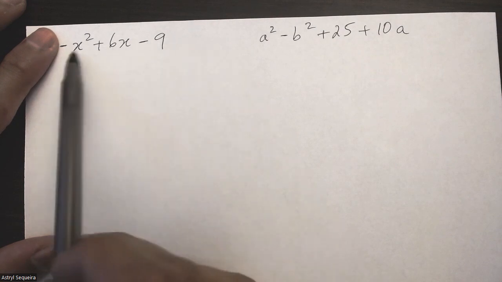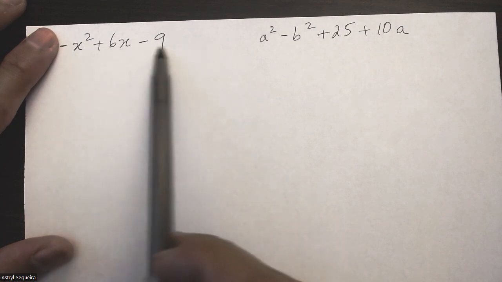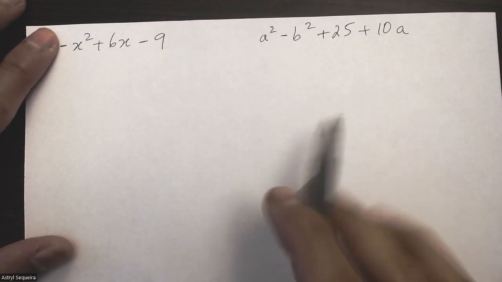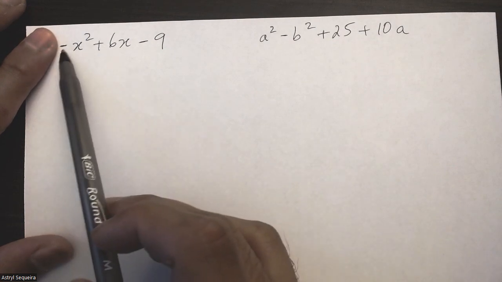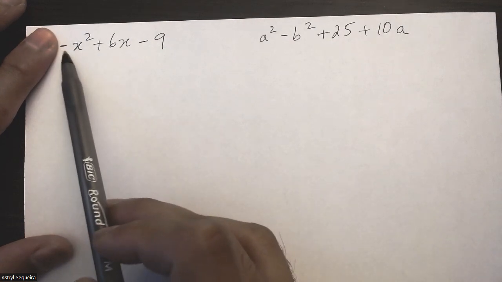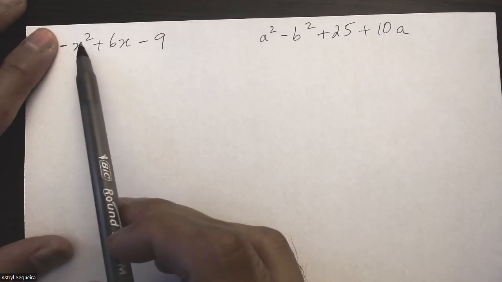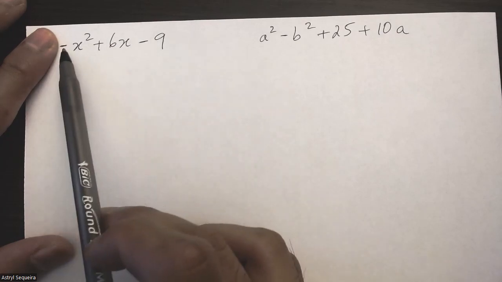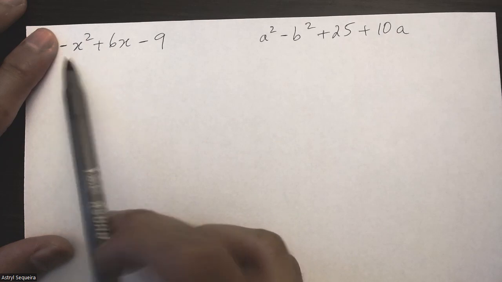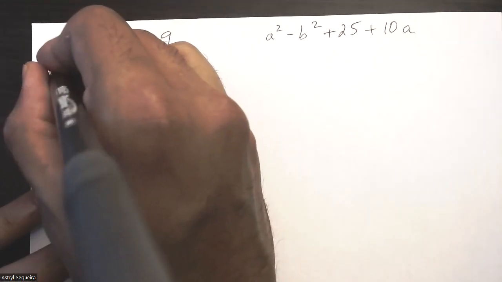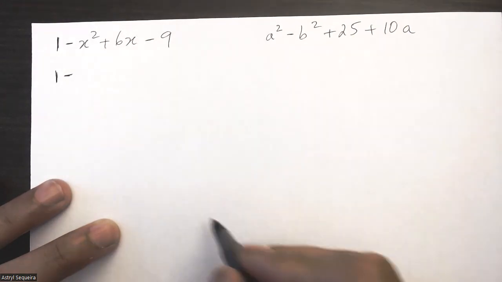So I know that I have to group these three terms over here. So the next thing you want to do is, if this sign is a negative, you want to turn it into a positive because we can't perfect square negative quadratic equations. You can only perfect square positive ones. So we want to factor out this negative over here.